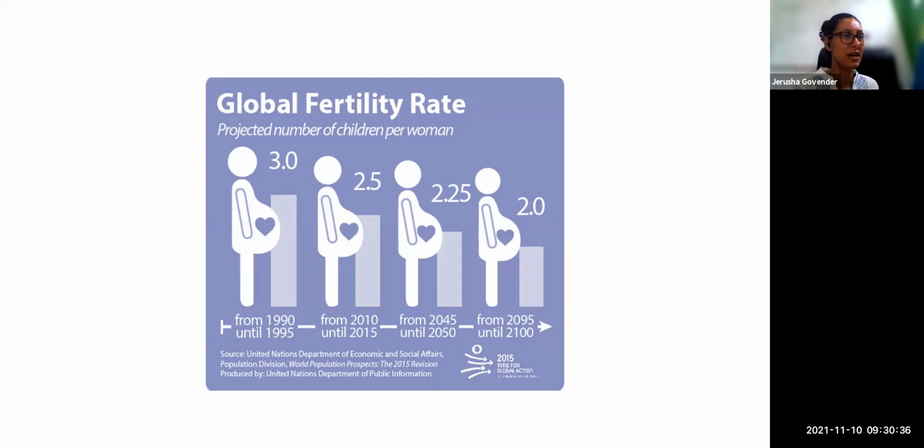What you're seeing here is quite outdated data right now, but it's a presentation of global fertility rates. You'll see there's an icon of a pregnant mom, and it's giving the projected number of children per woman. It's giving me a summary of the projected number between different time periods, which you'll see on the x-axis at the bottom. And it's quite an aggregate view.